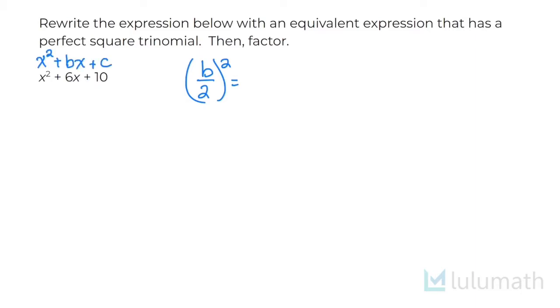So my b value here is 6. So I'm going to take 6, divide it in half, and then I'm going to square it. So 6 divided by 2 is 3, and then when I square 3, I end up getting 9.